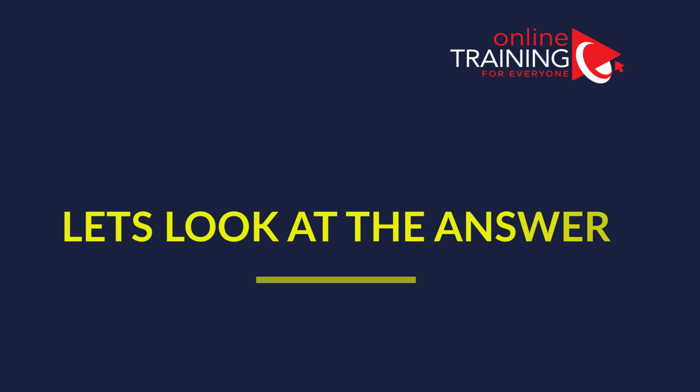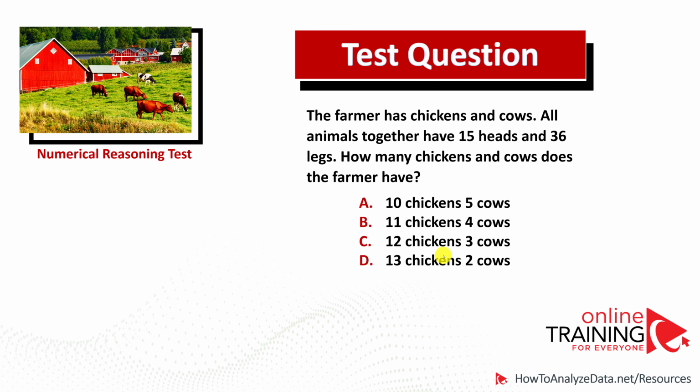There's no formula that can be used to solve this challenge. So the easiest solution to this problem is to do multiplication: multiply the number of chickens by the number of legs that chickens have, and then multiply the number of cows by the number of legs cows have. So 10 by 2 is 20, 5 by 4 is 20. So for choice A, there would be 40 legs, but we only have 36. So the answer lies somewhere in between. As we keep increasing, the second one would be 11 by 2, 22, and 4 by 4, 16, which totals 38.